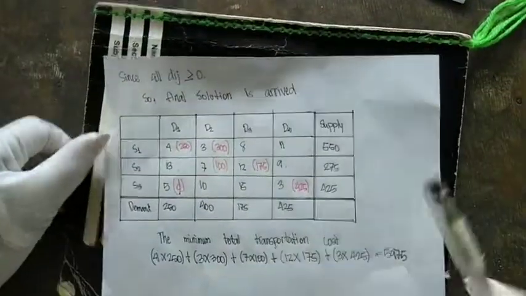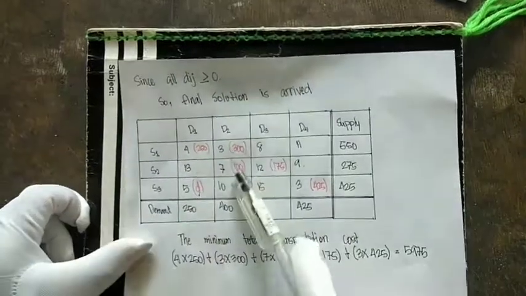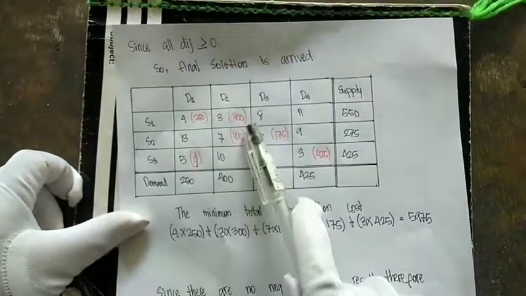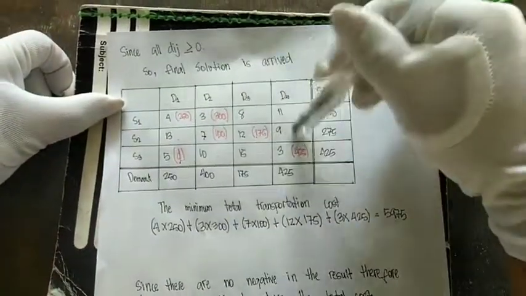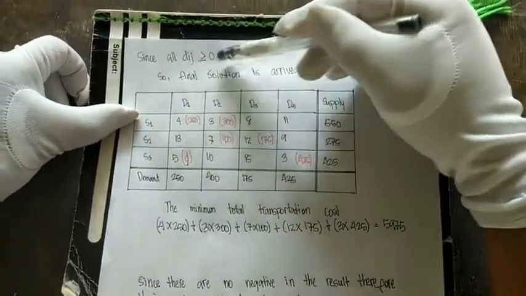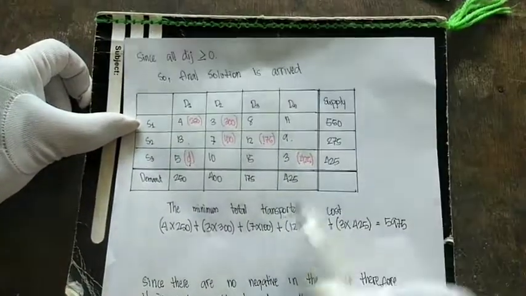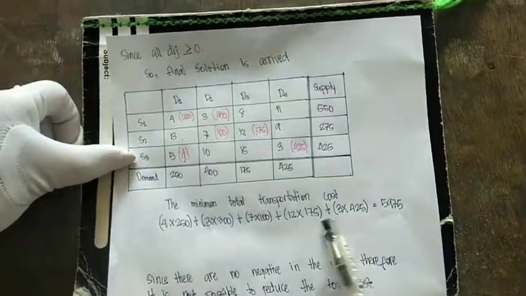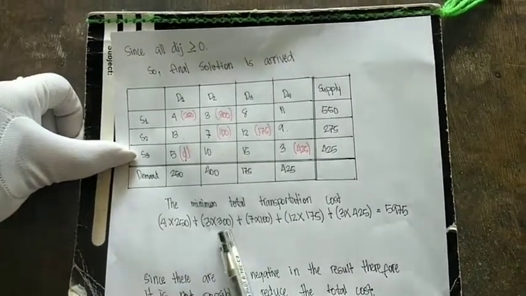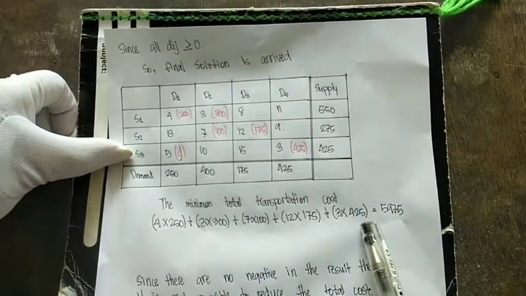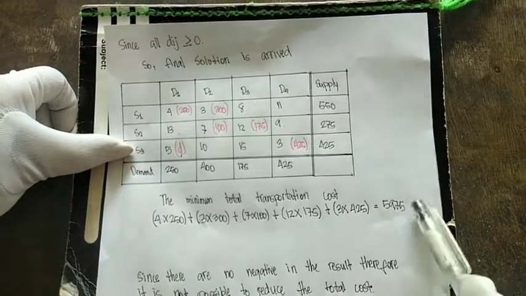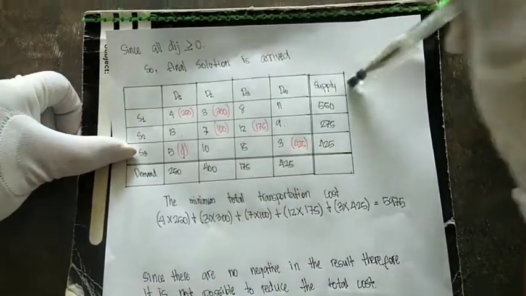So our table now will be like this. So this is our final table. So for the 250, 300, 100, 175, 425 for the occupied cells for the northwest corner method for getting the MODI. Since all Dij are greater than or equal to 0, the final solution is arrived like this. The minimum total transportation cost is 4 times 250 plus 3 times 300 plus 7 times 100 plus 12 times 175 plus 3 times 425 equals 5,975 for our total for this MODI method.